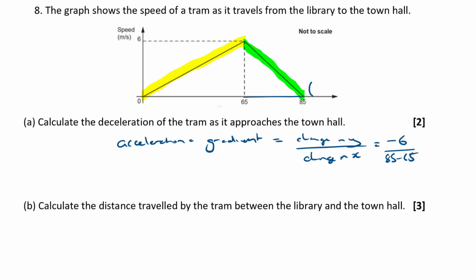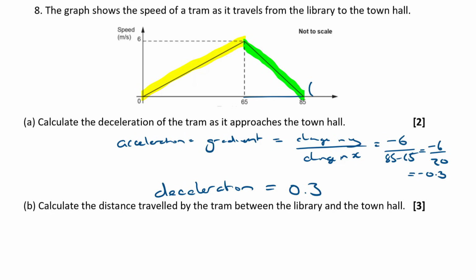So the acceleration is -6 over 20, which is -3 over 10, which is -0.3. So if the acceleration is -0.3, then the deceleration is just 0.3, isn't it? Because deceleration is how quickly it's slowing down, whereas acceleration is how quickly it's speeding up. So a negative acceleration means a positive deceleration.